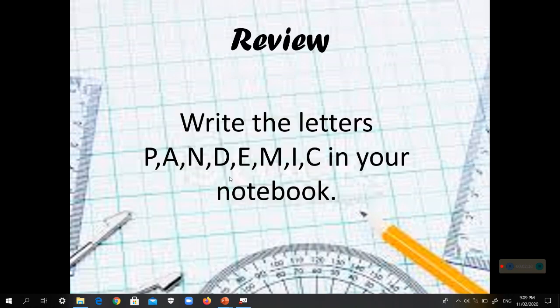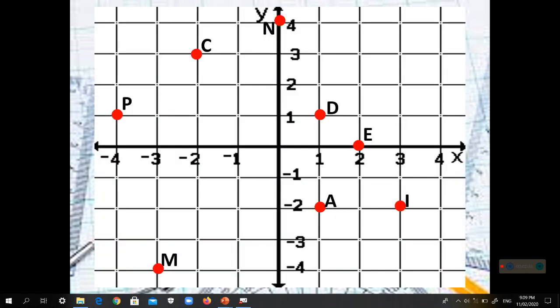So for our review, write the letters P, A, N, D, E, M, I, C in your notebook. I hope you're done. Again, P-A-N-D-E-M-I-C, and let us name the ordered pairs or the coordinates of those letters.